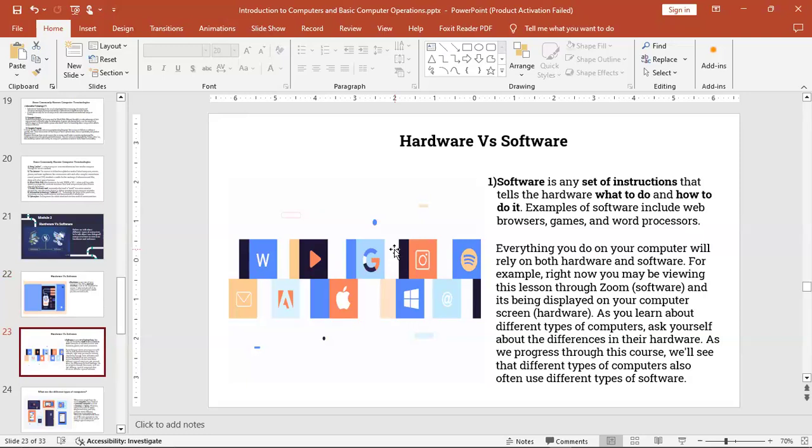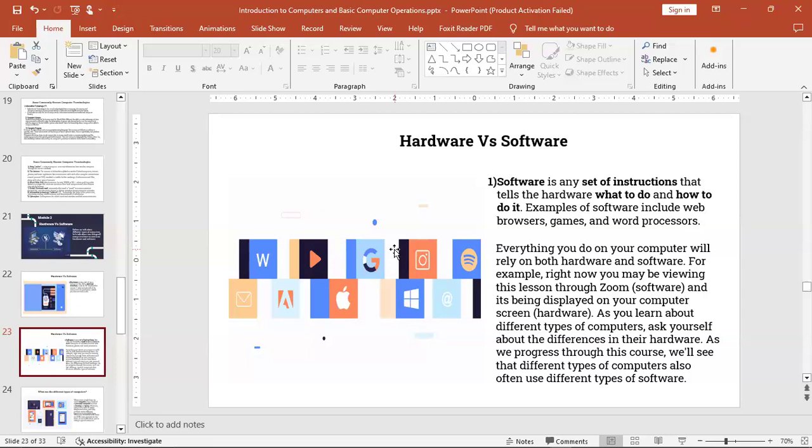These are known physical attributes of the computer. So software is a set of instructions. Can you touch instructions? You cannot touch instructions. You can only read instructions, you can only see instructions, but you cannot touch them because they are not physical. So it tells the hardware what to do and how to do it.